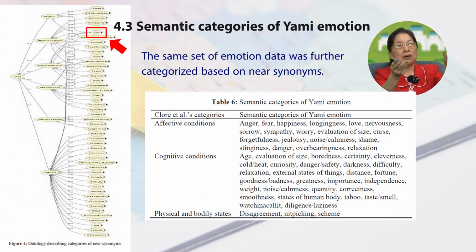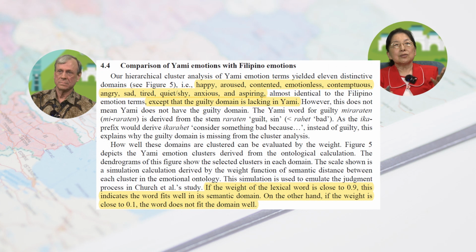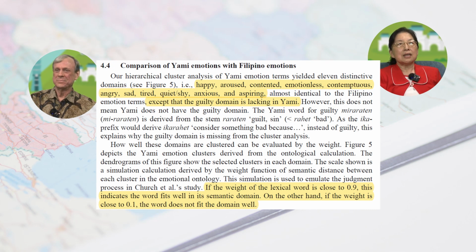So we present all the categories in a table, dividing them into 3 parts: affective, the so-called feelings; cognitive, what's in your mind, what you're thinking about; and physical, bodily states. So we also compare Yami emotion with the Filipino emotions, and lo and behold, they are in the same family group, of course. That makes sense. So we yielded 11 distinctive domains: happy, aroused, contented, emotionless, contemptuous, angry, sad, tired, quiet, shy, anxious, and aspiring. These are the common emotions shared with the Filipino too.